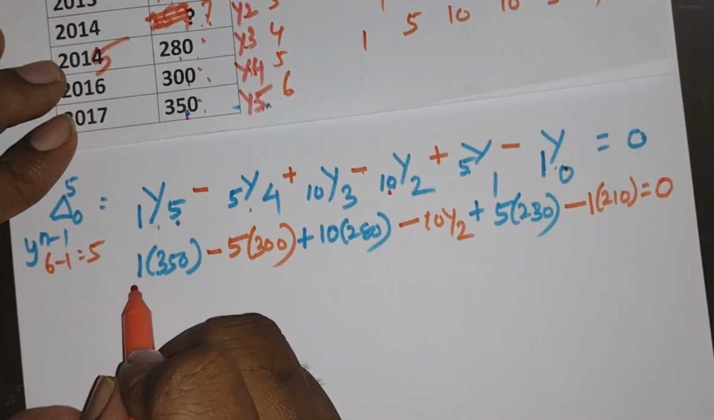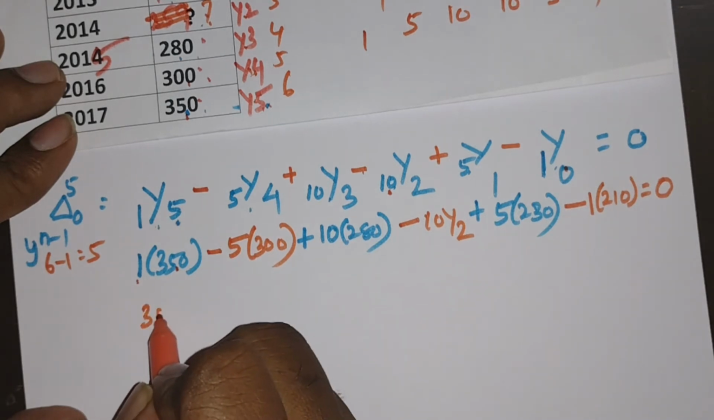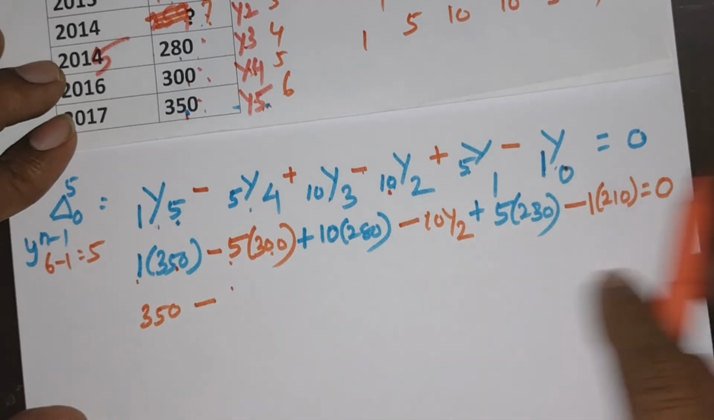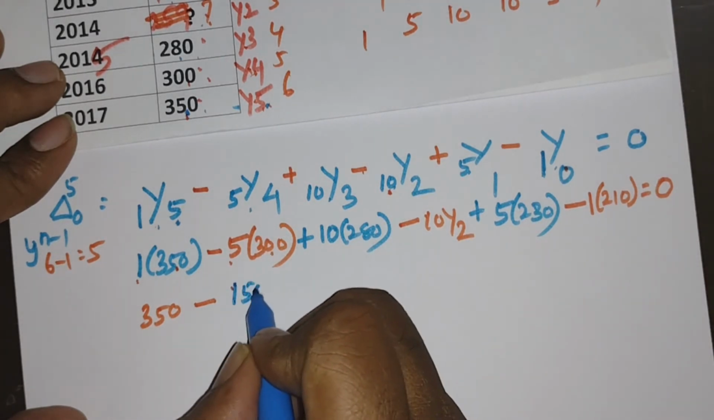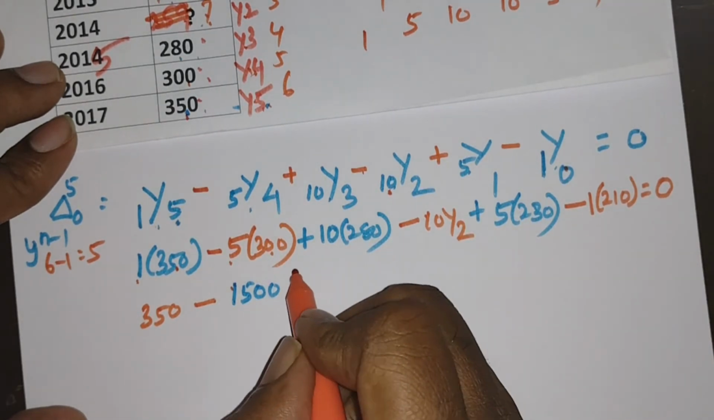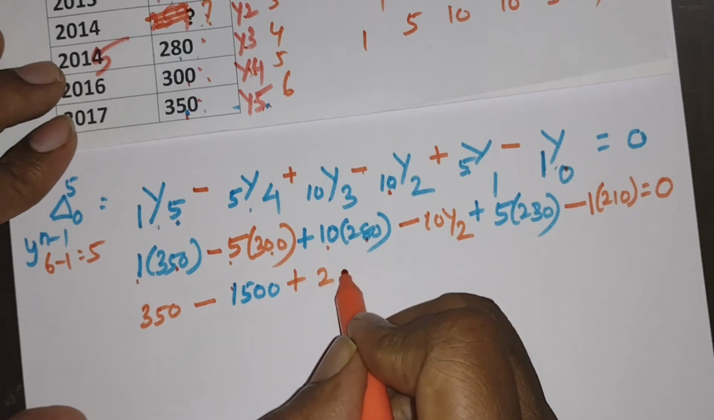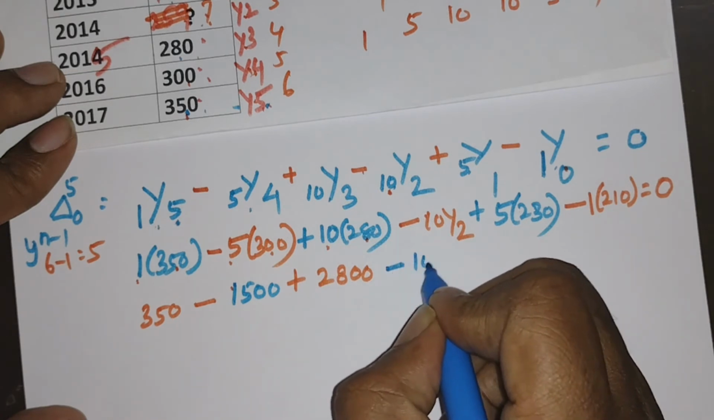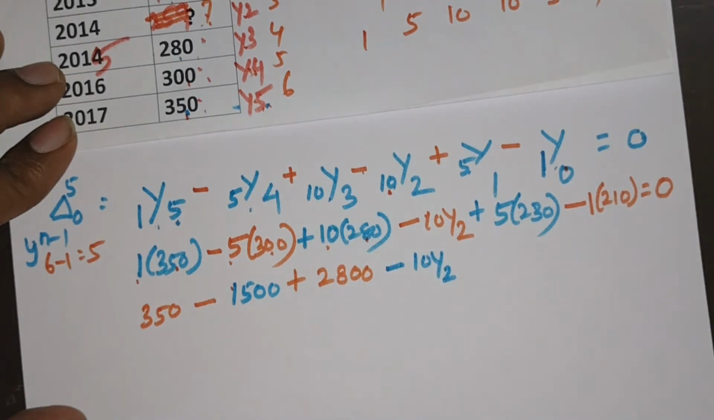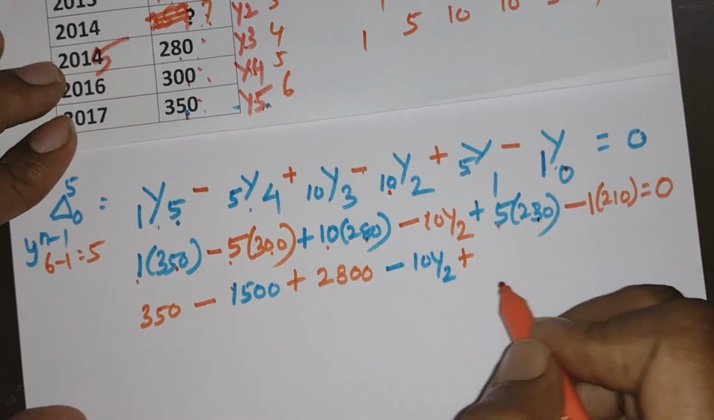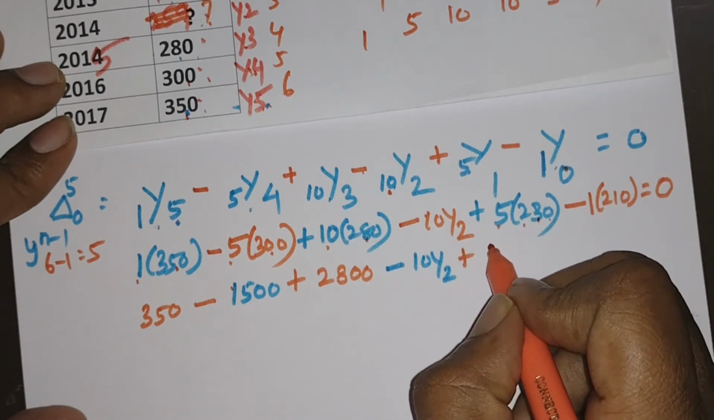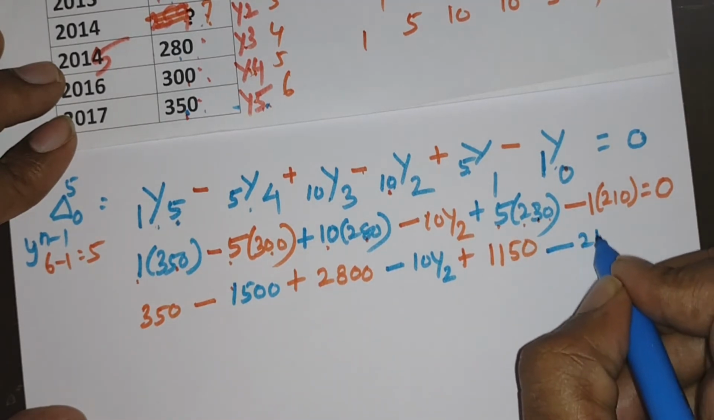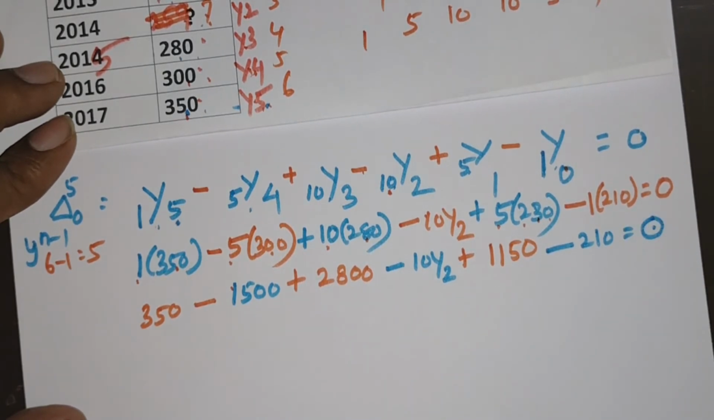Now go for multiplying this. 1 into 350 is equal to 350. Minus 5 into 300 is 1500. Plus 10 into 280 is 2800. Minus 10y2, that is only what we are going to find. Plus 5 into 230 is 1150. Minus 210 is equal to 0.